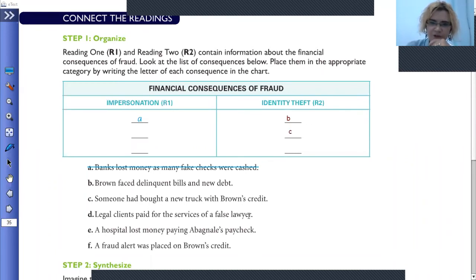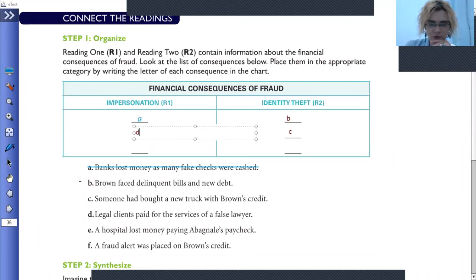So someone had bought a new truck with Brown's credit. It's definitely identity theft. D, legal clients paid for the services of a false lawyer. Thank you, by the way, Dimas. I'm gonna ask Irene, Tania, Irene, can you answer that for me? Where does D go? Impersonation, reading 1. Very good.